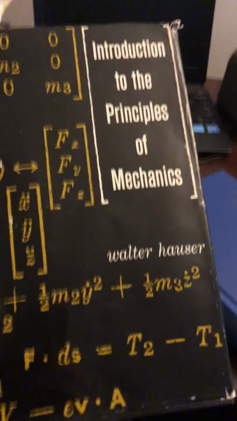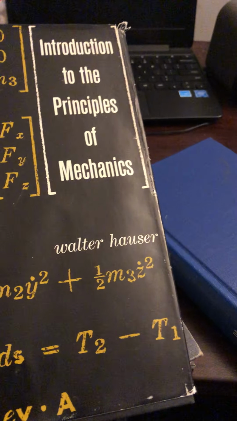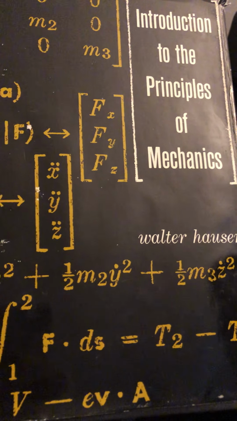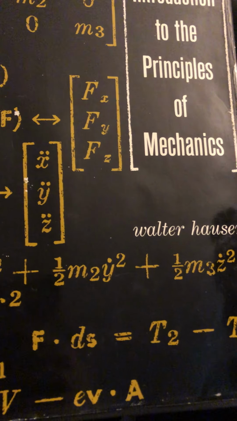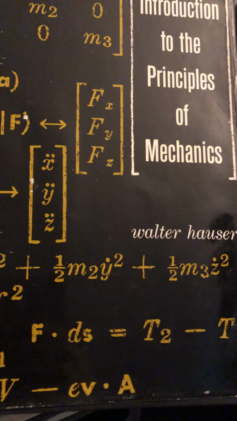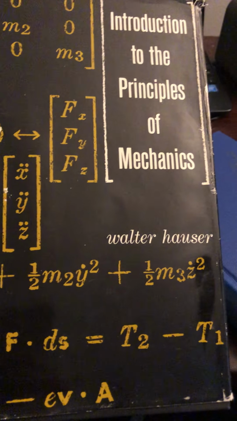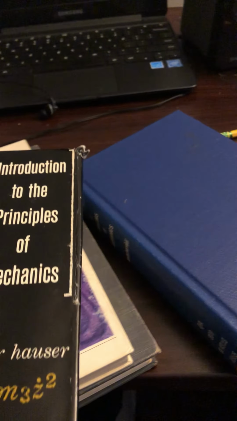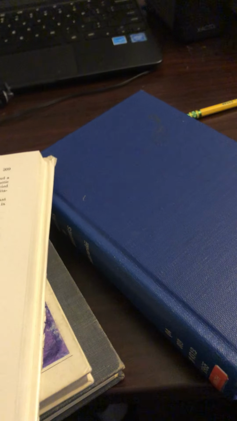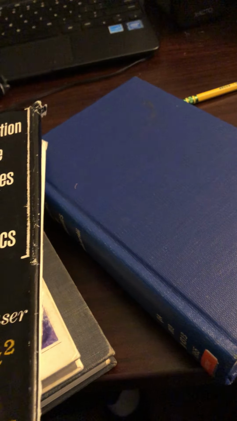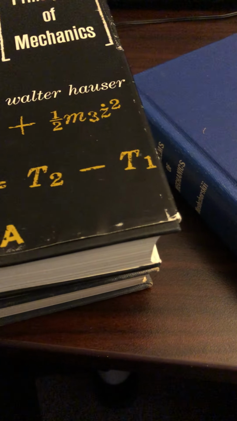This right here is Introduction to the Principles of Mechanics by Walter Hauser. I don't know much about this author, but I do know he wrote another good book on electromagnetism. This book can be found cheap, but the electromagnetism book is very expensive because it's out of print. But he goes over everything. This is a classical mechanics book. It formulates everything. So these books down here.